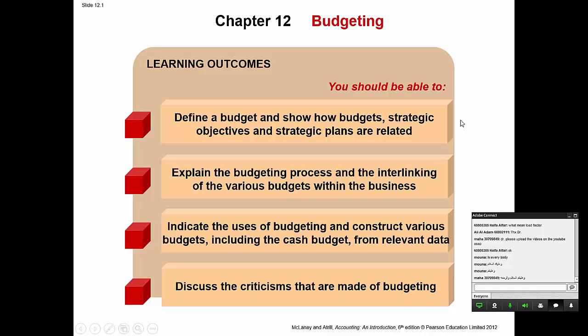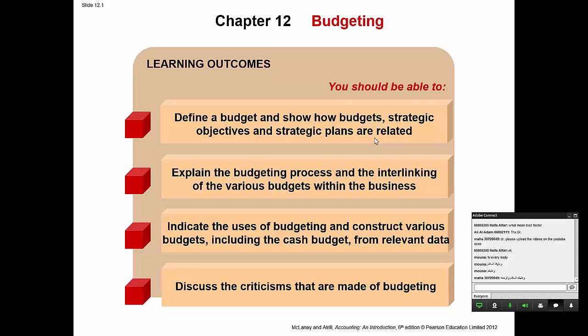Chapter 12, discussing the budgeting idea, and these are the outcomes of this chapter. We will define a budget and show how budgets and strategic objectives and strategic plans are related to each other. And next we will explain the budgeting process.